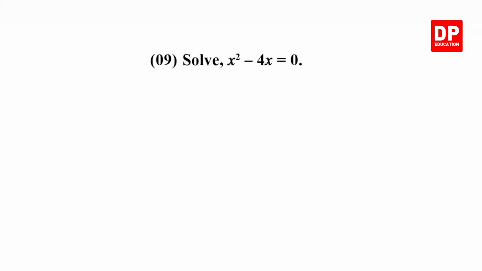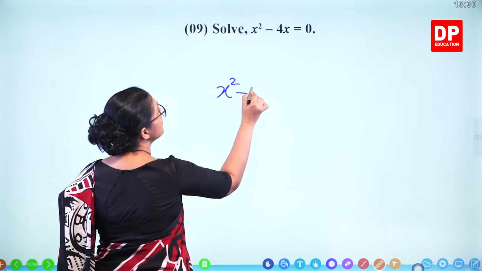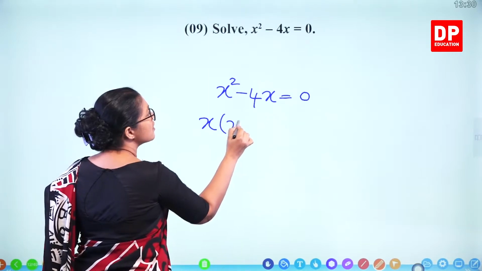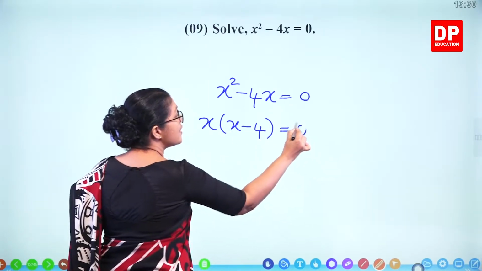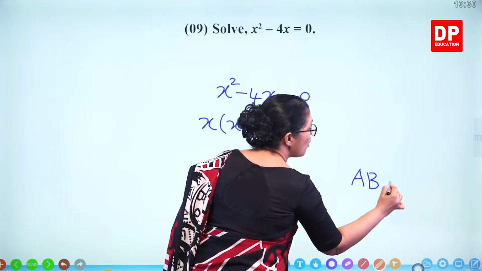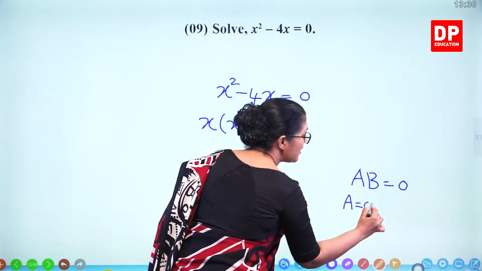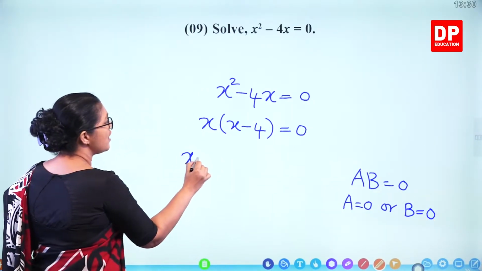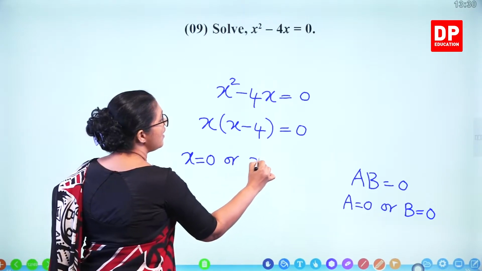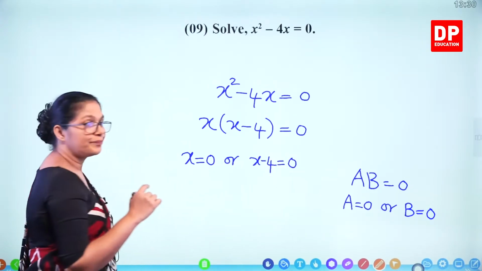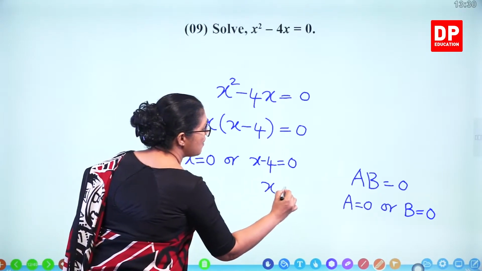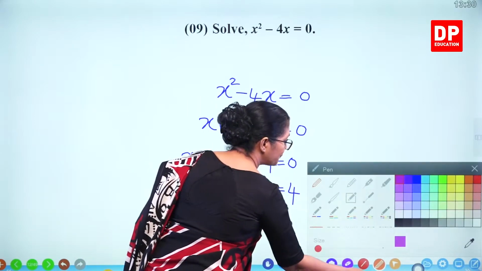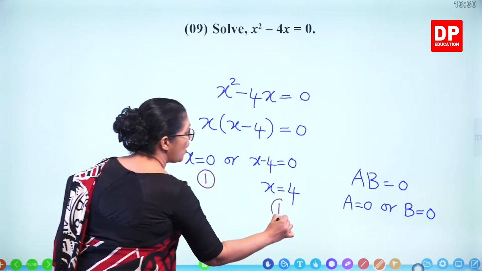Question number 9, solve. So you get a quadratic equation. We'll first factorize. You can take x out: x times (x minus 4). If the product is equal to 0, it can be either a equals 0 or b equals 0. So these are the two factors, and you can equate each to 0. Either x is 0 or x minus 4 equals 0. Then what's the x value? x becomes 4. So 0 and 4. So 1 mark and 1 mark for this answer.